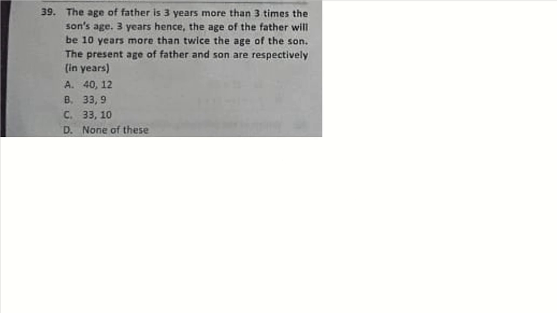But here is the mathematical explanation. So let's say current age of son is x. So father is equal to 3x plus 3 currently. This is father and this is son. Now 3 years in the future, son will be 3 plus x, and father will become 3x plus 3 plus 3, again 3x plus 6.